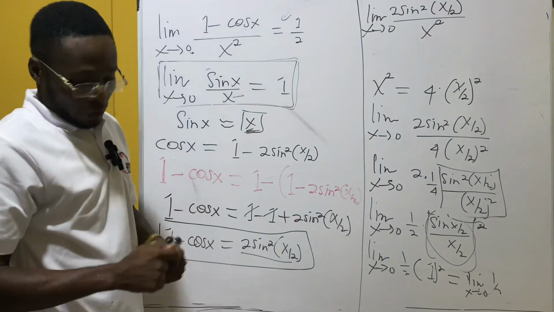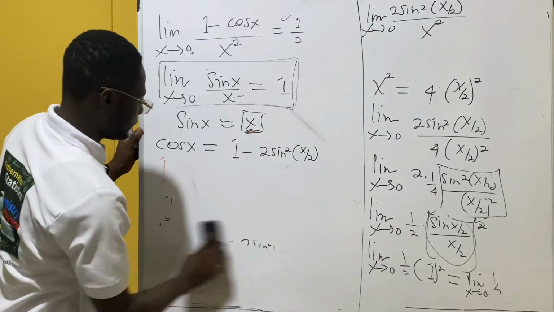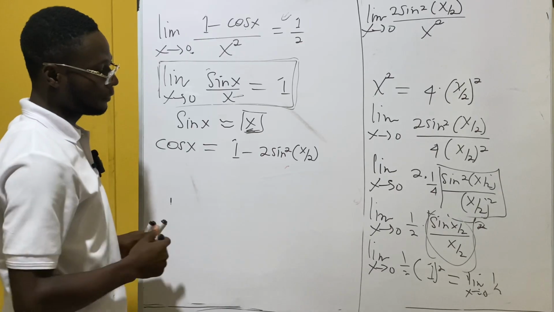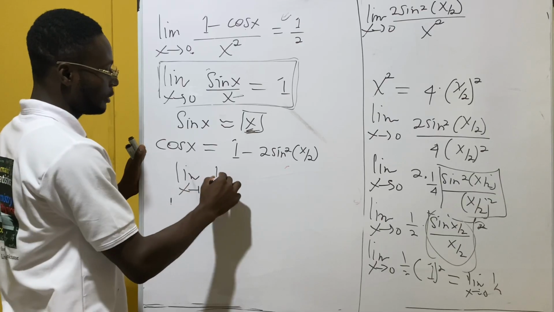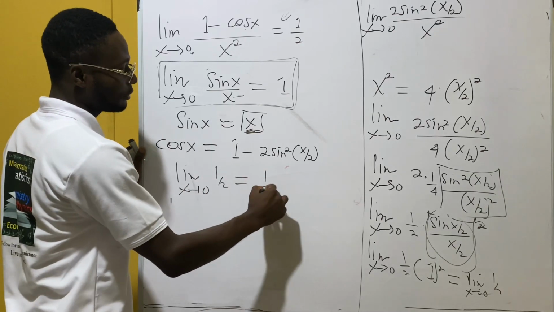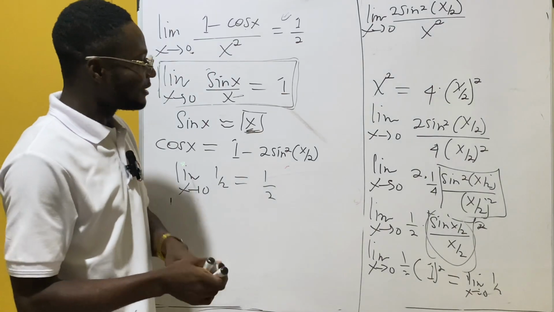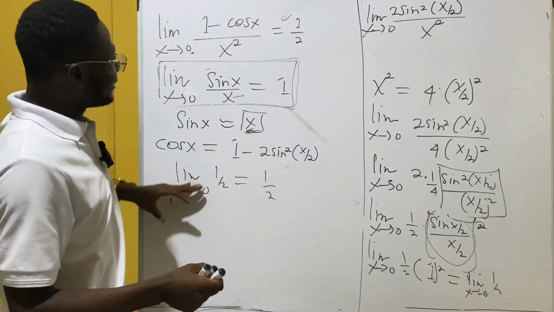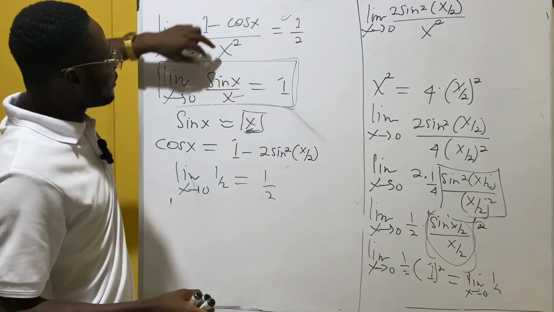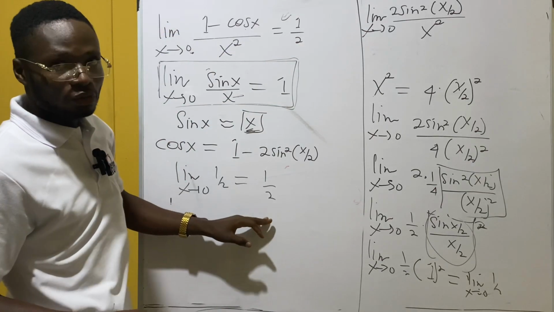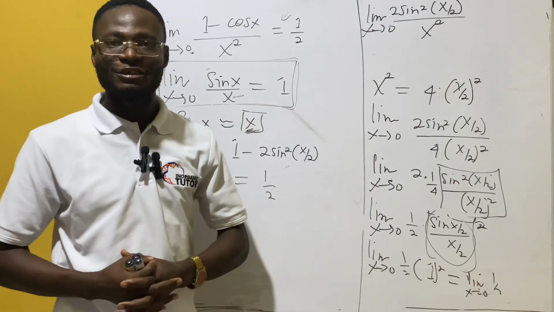We know that the limit of a constant is the same constant. So clearly we can see that the limit of 1 minus cos x over x squared is equal to half, hence proven, as we can see over here.